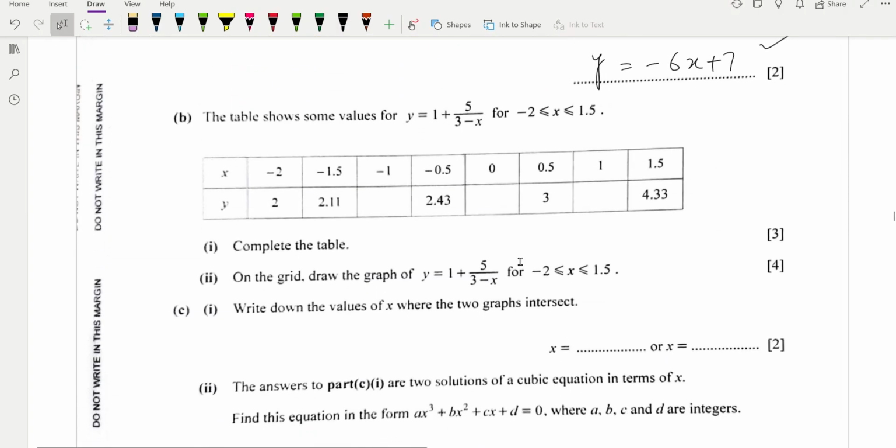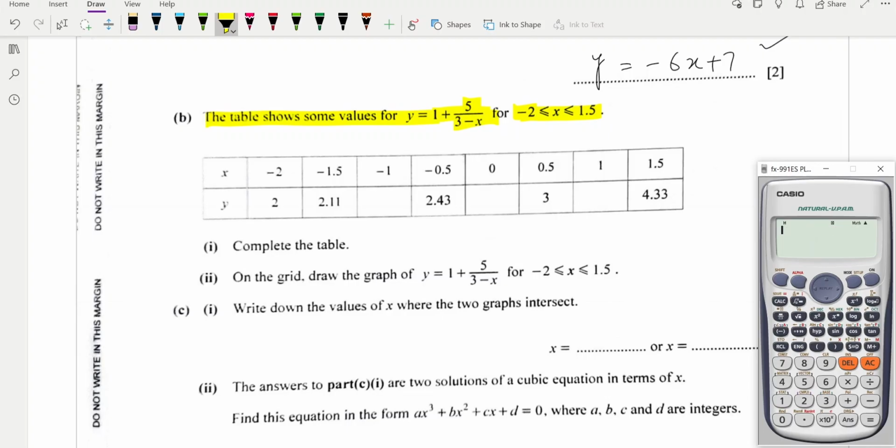Now next, part B. The table shows some values for y is equal to 1 plus 5 over 3 minus x, and the range is this one. The table of values is provided, and we have to find the three remaining values of y. I will type this equation: 1 plus 5 over 3 minus x, with the alpha sign, this one. Now we will calculate and check. Calculate for -2, and the answer should be 2.